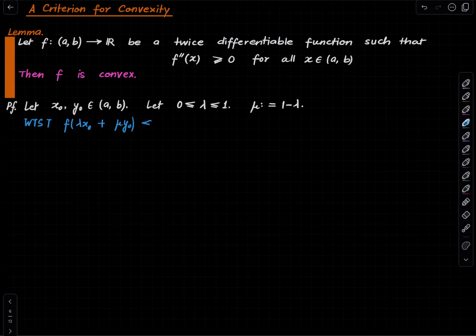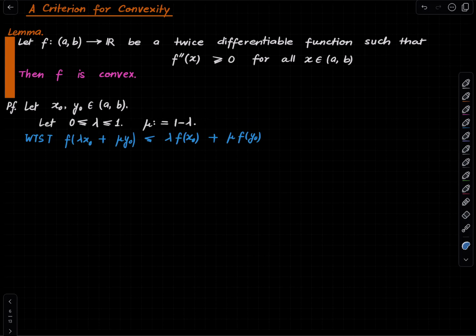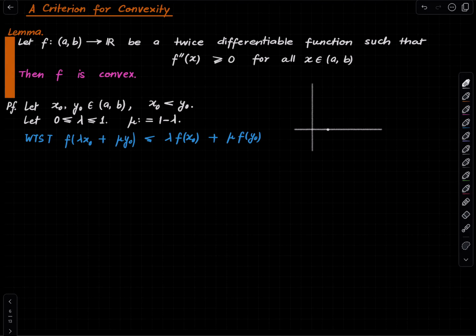This is at most lambda f of x0 plus mu f of y0. And it will be convenient to assume, without loss of generality, that x0 is strictly less than y0. Let me draw a picture, even though that is not very important here. So we have x0 somewhere here and y0 there, right? And once we show this, we will have shown convexity.